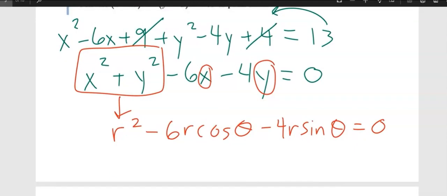Is there anything that you can factor out of all three terms? R. Yes, definitely.